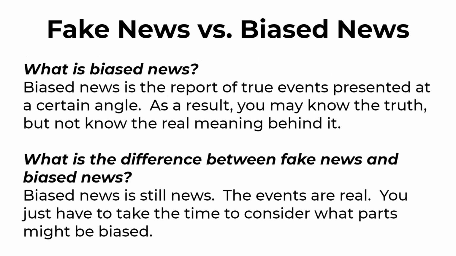So, fake news versus biased news. What is biased news? Biased news is the report of true events presented at a certain angle. As a result, you may know the truth, but not know the real meaning behind it. So what's the difference between fake news and biased news? Biased news is still news. The events are real. You just have to take the time to consider what parts might be biased.